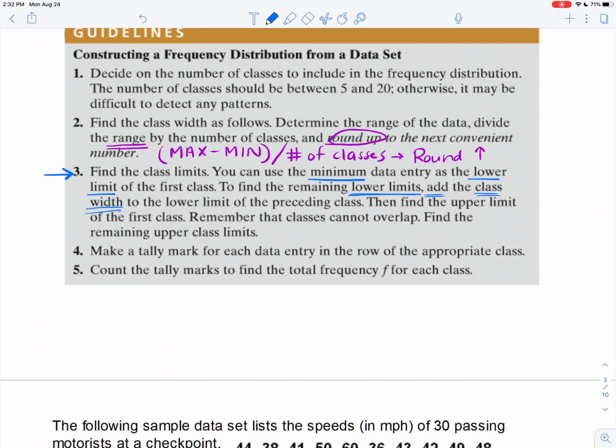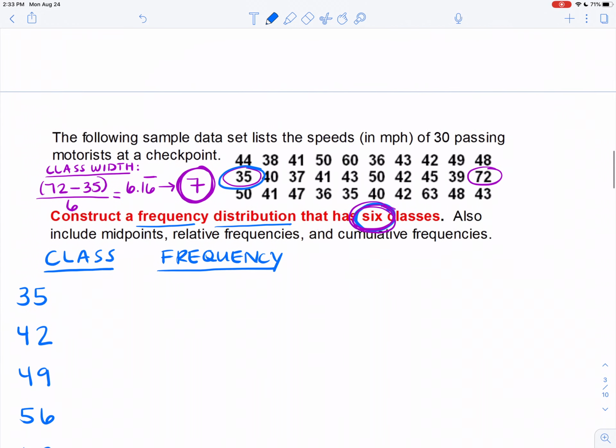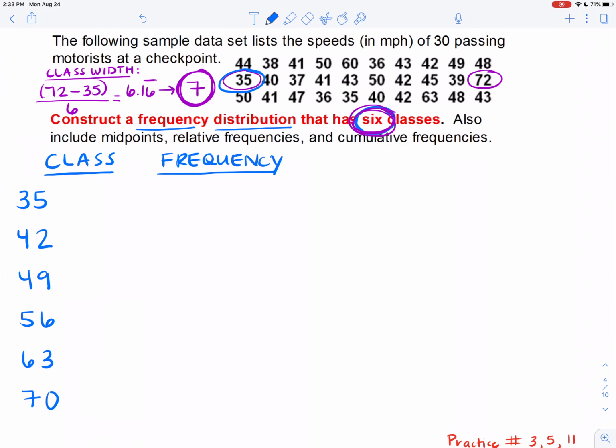Now, we need upper limits too, and so all we're going to do here to find our upper limits is remember that classes should not overlap, right? If we're trying to group values, then we can't have overlap in the classes. So if the second class starts at 42, then the first class had to stop just short of that at 41. And I can do that all the way through. If the third class is going to start at 49, this one has to stop just short at 48.